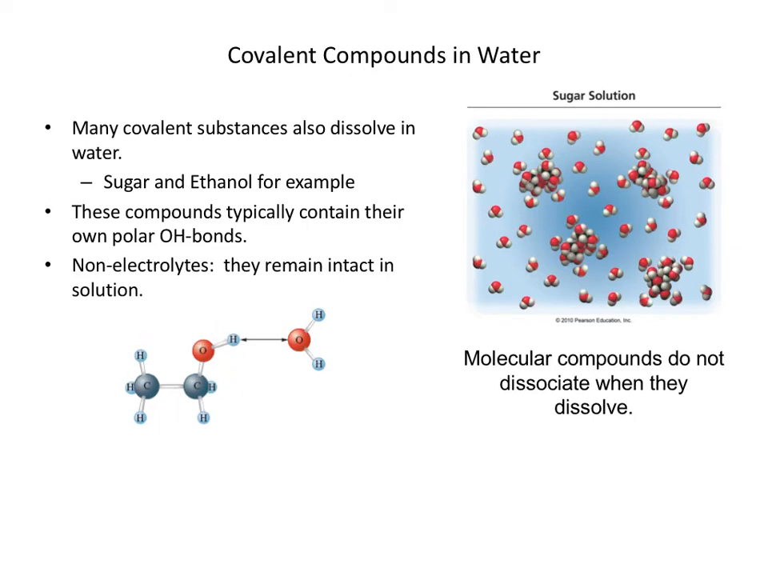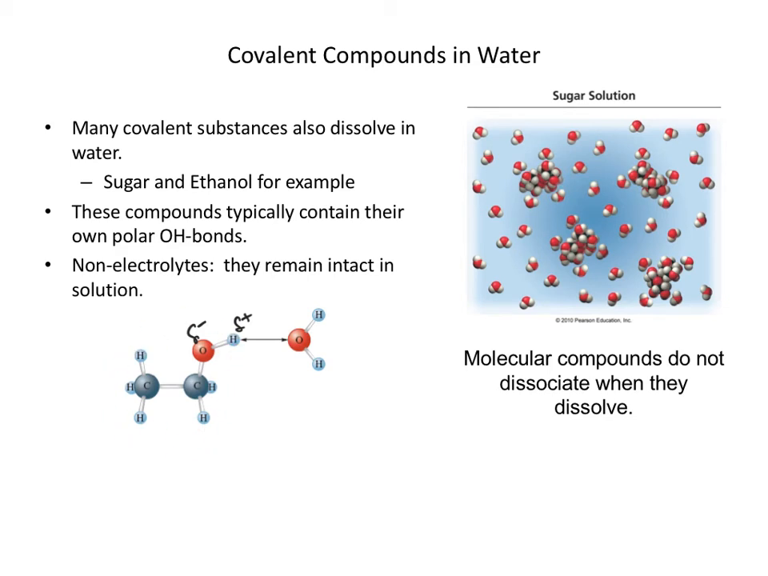It's very easy to dissolve ethanol in water because it has these OH covalent bonds where, again, we have a partial negative charge built up on the oxygen, a partial positive built up on the hydrogen. And so then the negative oxygen end of the water molecules are attracted to the positive hydrogen in the ethanol. Now, covalent compounds do not dissociate when they dissolve. So they're still solvated, they still get surrounded by the water molecules, but they don't break apart. The covalent compounds remain intact.